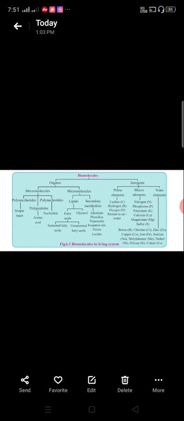Now see, biomolecules are divided into two types: organic biomolecules and inorganic biomolecules. Now see, organic biomolecules are again divided into two types. The two types are first macromolecules, macro means large. So these biological molecules are large, so they are called macromolecules. And second, micromolecules. These molecules are small, so they are called micromolecules.